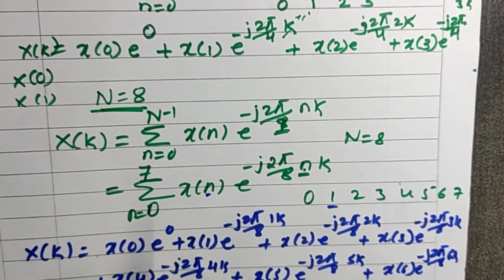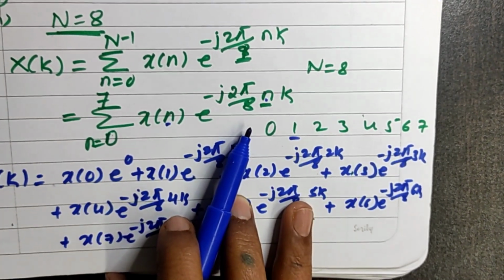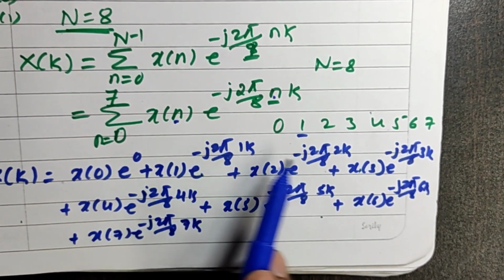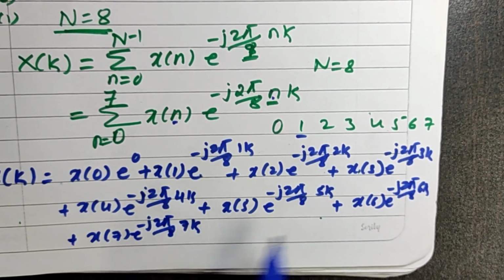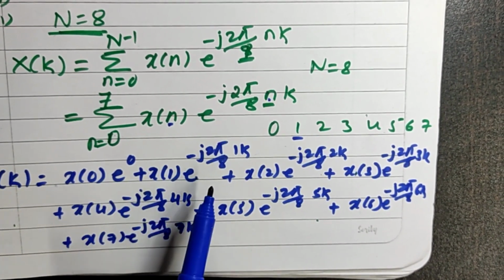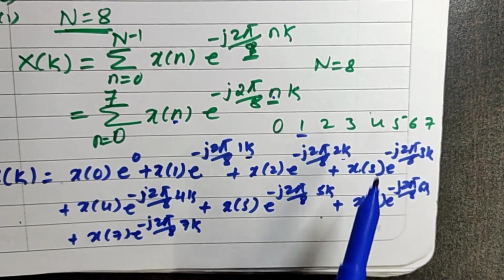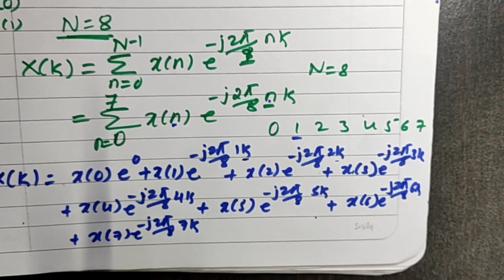So like this you have to start writing this equation. This becomes our general equation. Later on we have to start substituting the k values. Okay, this you have to remember.